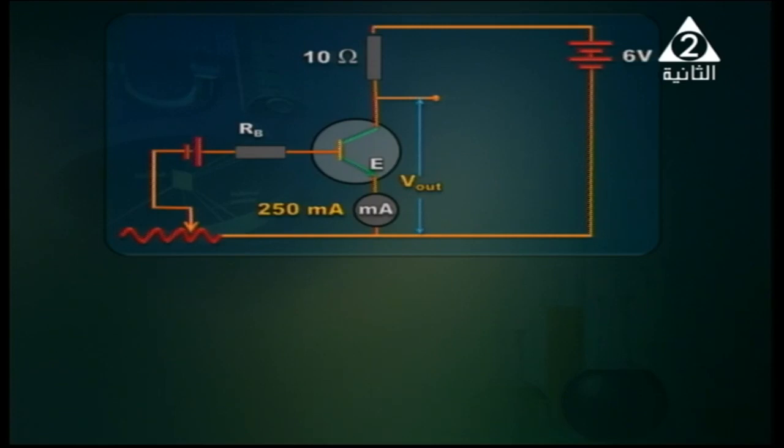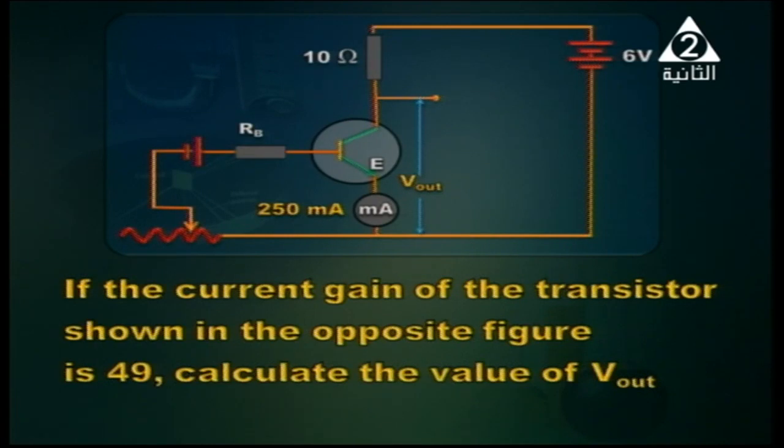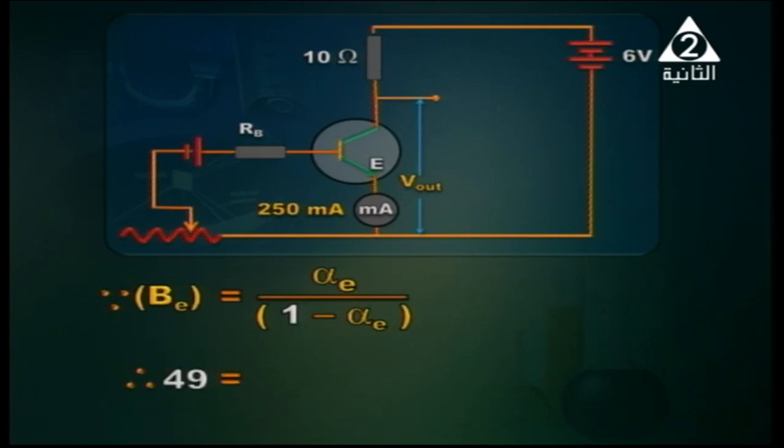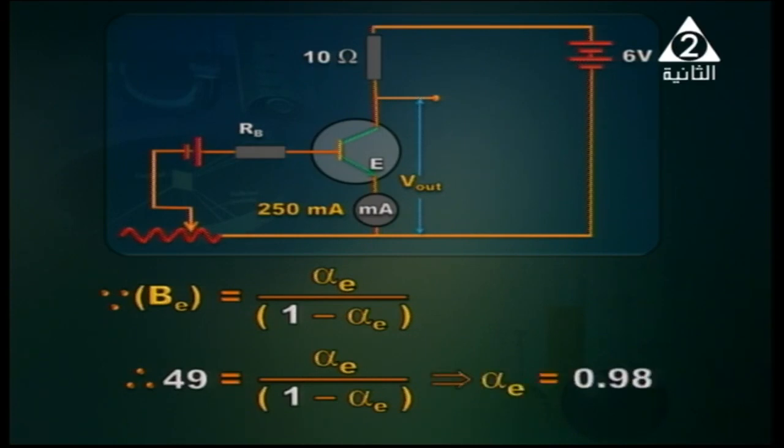And now let's solve some problems. In front of you, we've got a figure. The current gain of the transistor shown in the opposite figure is 49. Calculate the value of V out. Okay? There are figures written on the diagram. Your attention, please. Current gain is equal to alpha E over 1 minus alpha E. So current gain, which is 49, equals alpha E over 1 minus alpha E. In this way, alpha E is obtained. It will be 0.98.